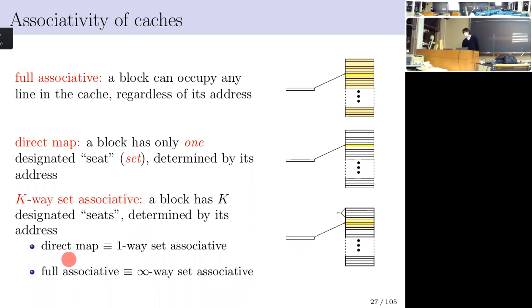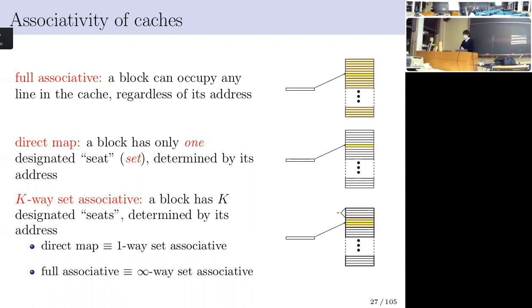In terms of set associativity, direct map is a one-way set associative cache. And the fully associative cache is the infinite-way set associative. This is one way you can put it. But more precisely, the number of ways is the total number of lines in the cache. This is fully associative.